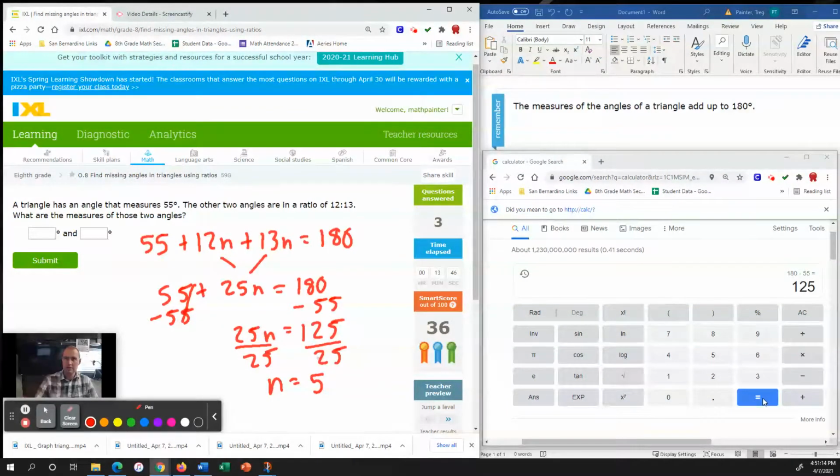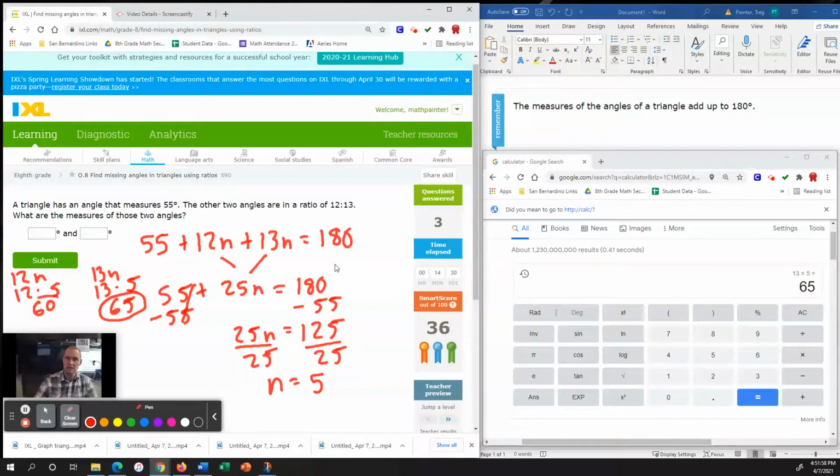All right. Now what we got to do is take our ratio and see how it works. So here we go. We got a 12n, and so therefore it's 12 times 5. And 12 times 5, I believe, is 60. And 13n, which means 13 times 5. And 13 times 5, here we go, clear out the calculator. 13 times 5 is equal to 65. So we're going to go ahead and put down 65 here.